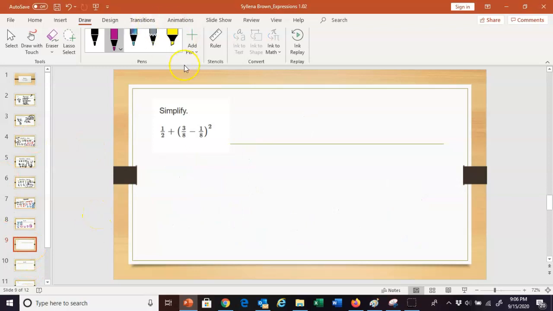All right, let's try this one. So remember PEMDAS. We'll do parentheses first. So that means what's inside the parentheses. So we're not going to touch this little 2 until we've done what's inside. So we're going to subtract those fractions. Now this is nice. The denominators are already the same. So all we have to do is subtract those numerators. 3 minus 1 is 2 over 8.